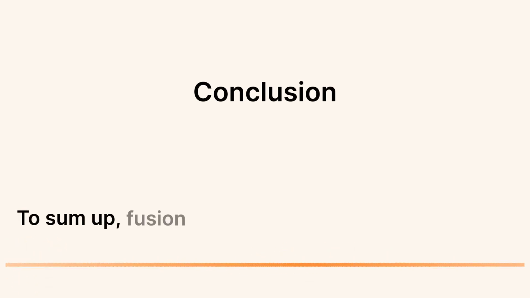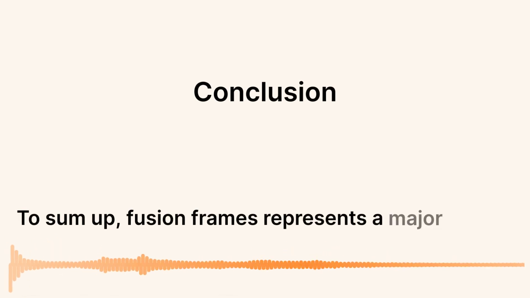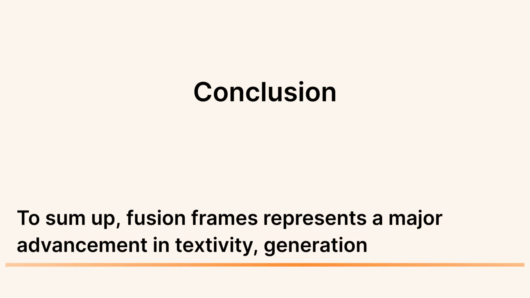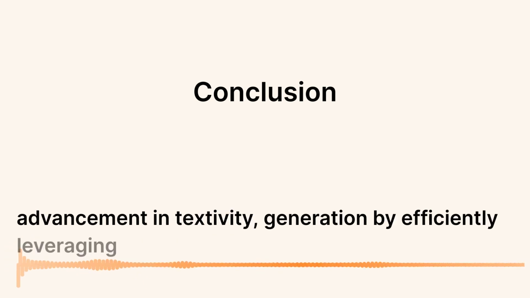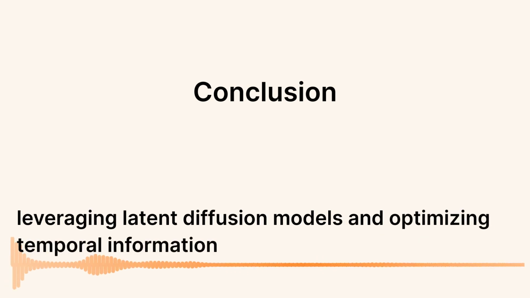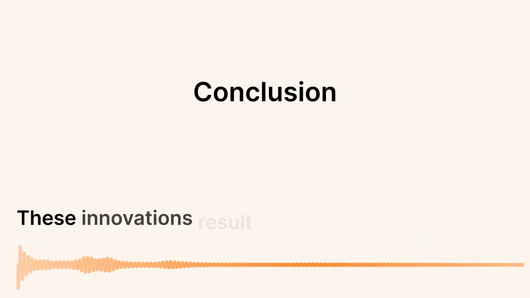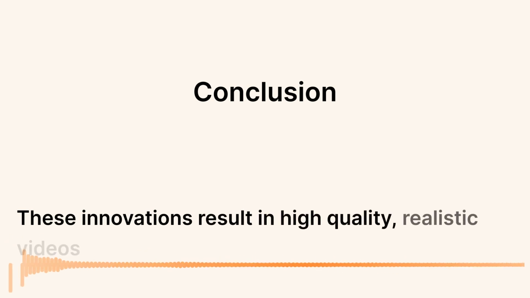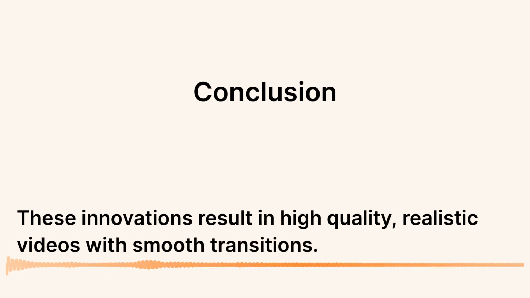To sum up, FusionFrames represents a major advancement in text-to-video generation by efficiently leveraging latent diffusion models and optimizing temporal information processing. These innovations result in high-quality, realistic videos with smooth transitions.